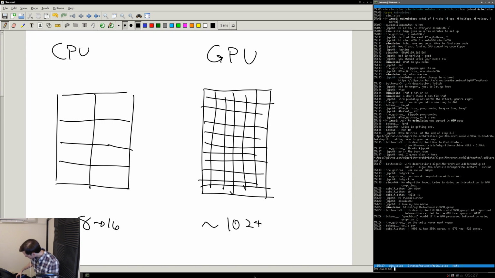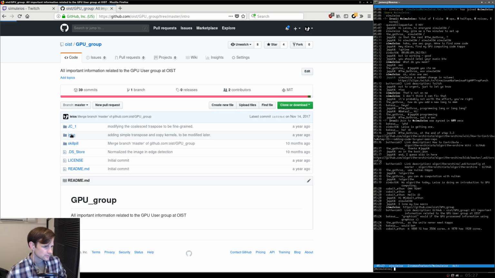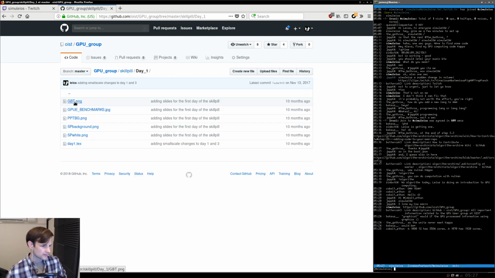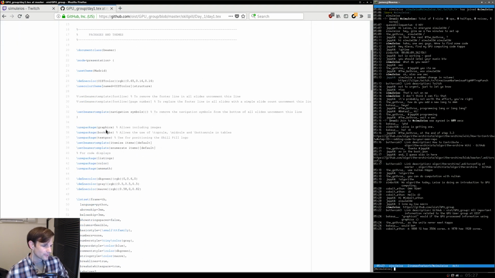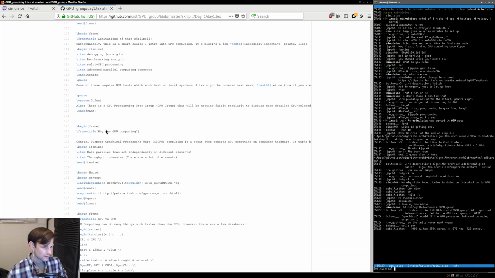So this is what I mean. Let me show you an actual example here, and let me see if I can figure out where this is. It's probably in my GPU group somewhere. So let me just go to intro. I know it's probably under skill pill. Day one. Let's see, what do we have here? PNG, no, day1.tech, nice. I didn't even upload the PDF, that's okay, it doesn't matter. What I'm going to look for is GPUE. Nice, GPUE benchmarks JPG. This is what I'm looking for.